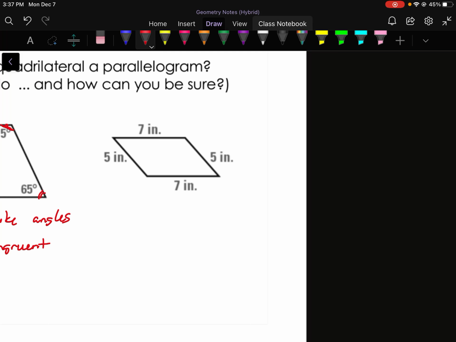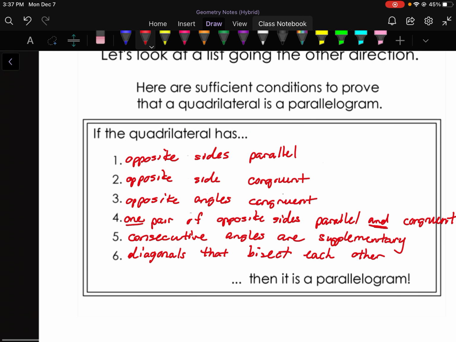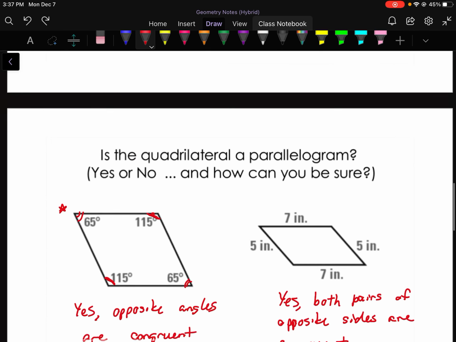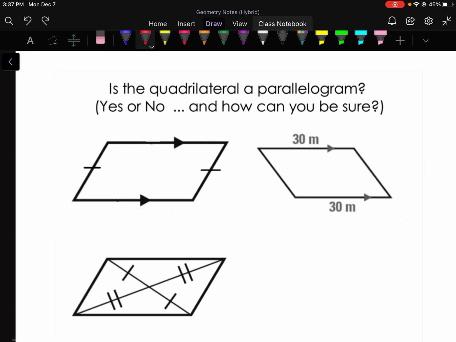Over here on the right side, do we have a parallelogram? Yeah, we do. Because both pairs of opposite sides are congruent. If you scroll back up to the list, that would be number 2 here. Opposite sides are congruent, both pairs. Is the quadrilateral a parallelogram? Yes or no?